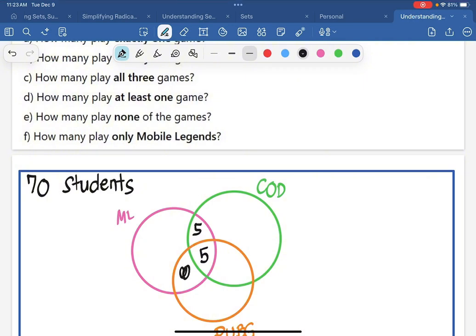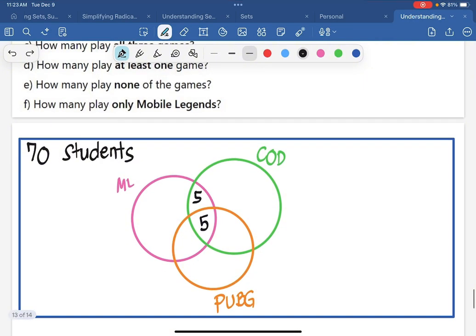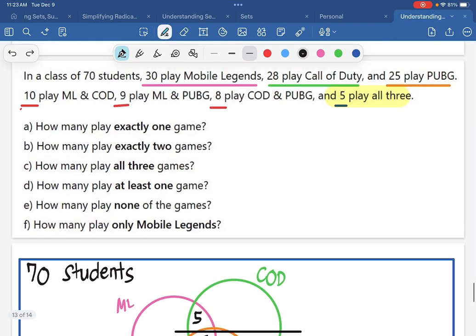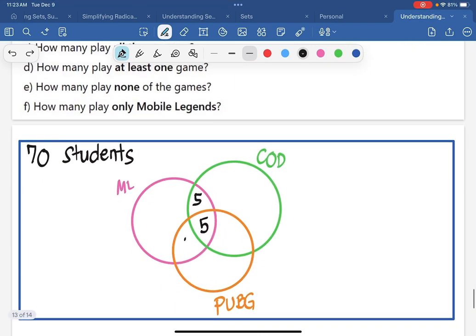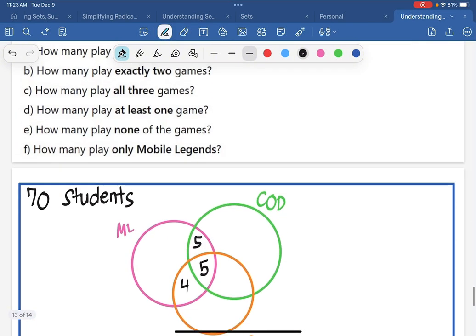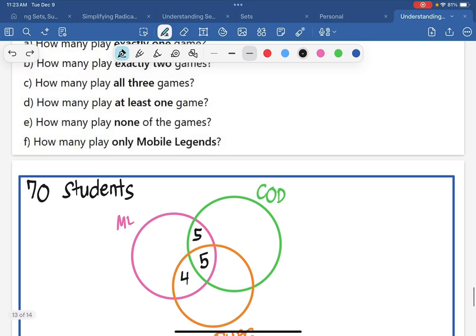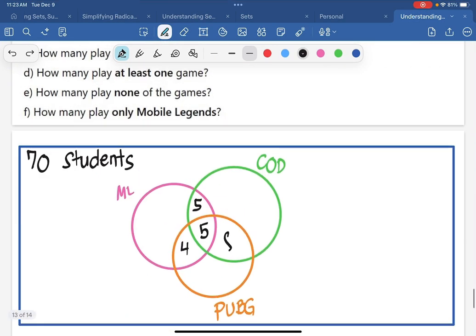Next, let's have this part, ML and PUBG. So ML and PUBG is 9. So instead of writing 9 here, subtract it with 5. So 9 minus 5 is 4. Next, for COD and PUBG, this area, we are given 8. But instead of writing 8, subtract it with 5. So 8 minus 5 is 3.